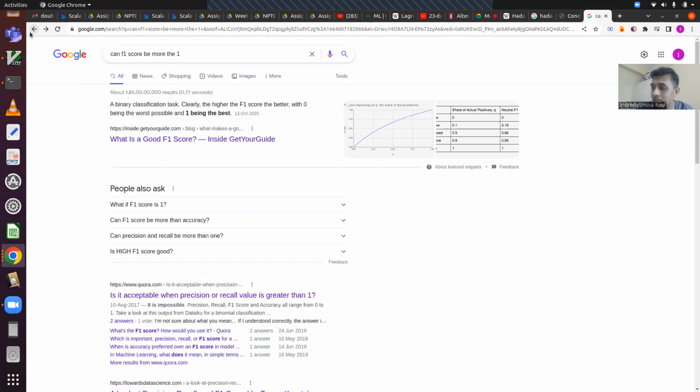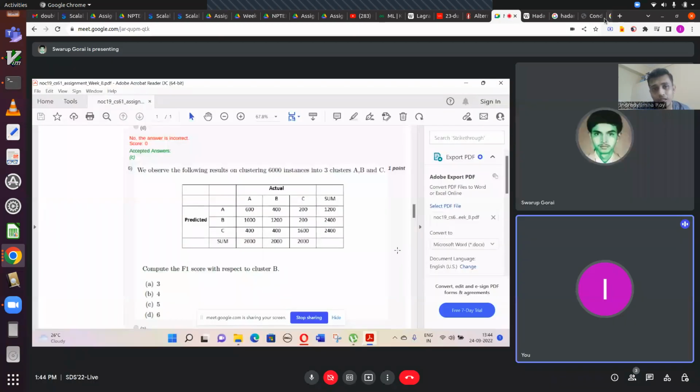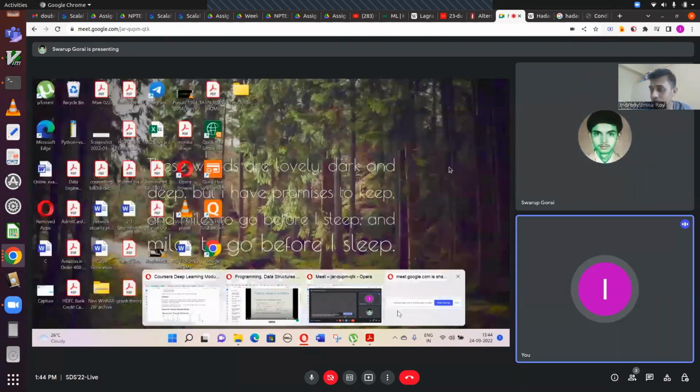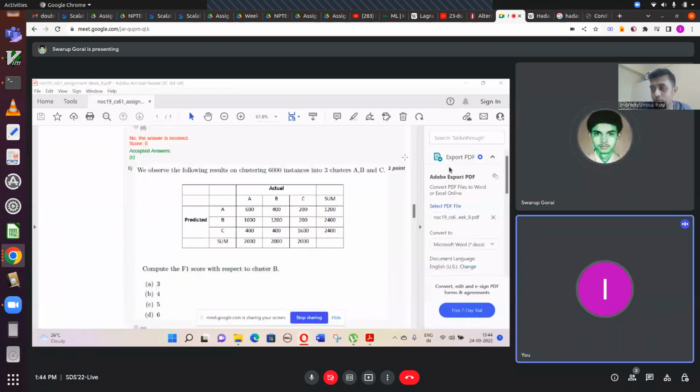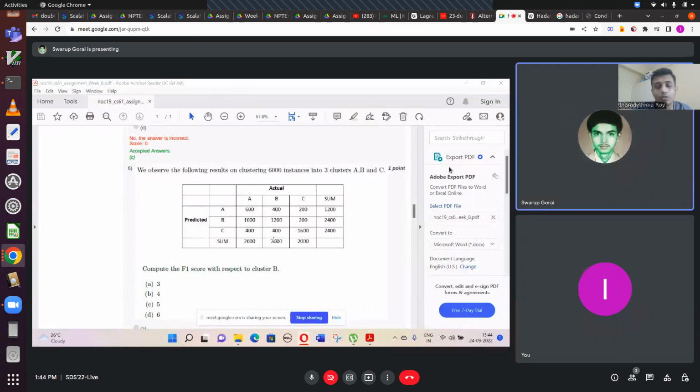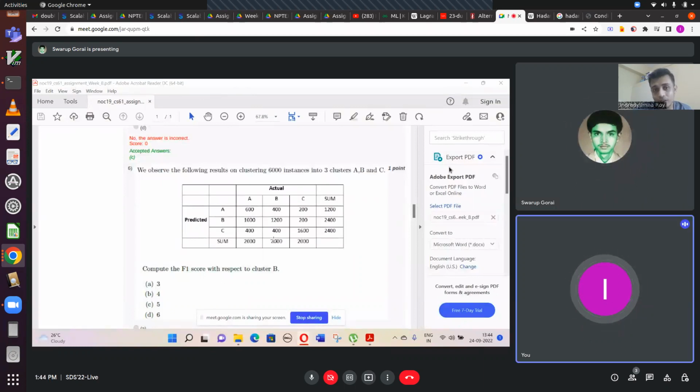So, see, here's the thing. What is the formula for F1 score? It doesn't matter if it is binary, multi, whatever. What is the formula for F1 score? 2 into precision times recall by precision plus recall, right? Do you know that formula? Yes, sir. But how to find the precision there? No, we will come to that. But are you convinced about that formula? I am convinced, sir.